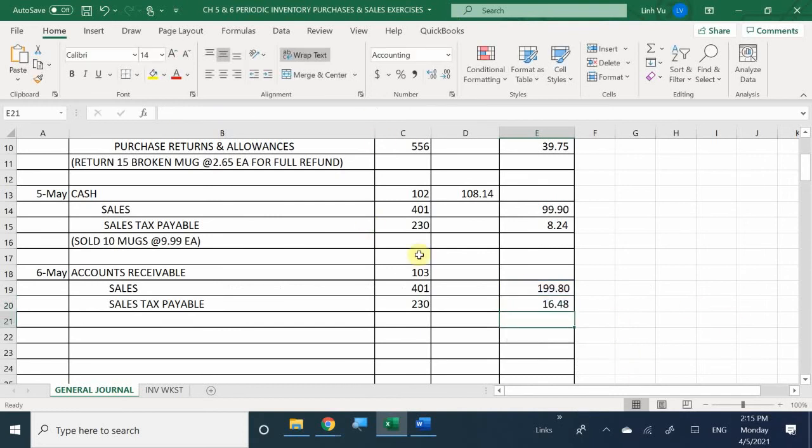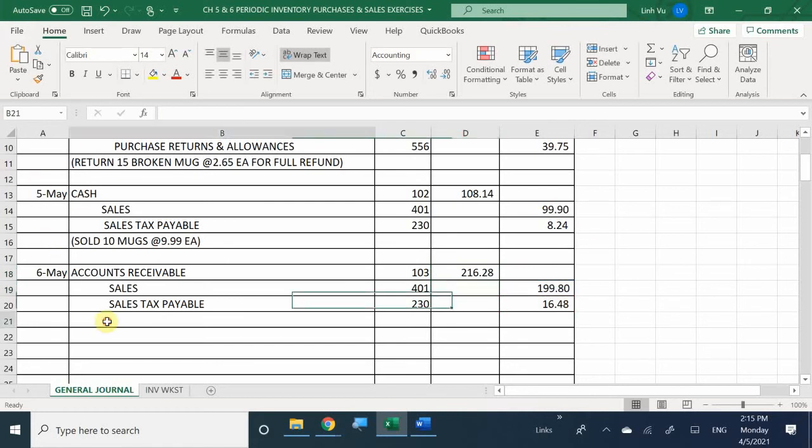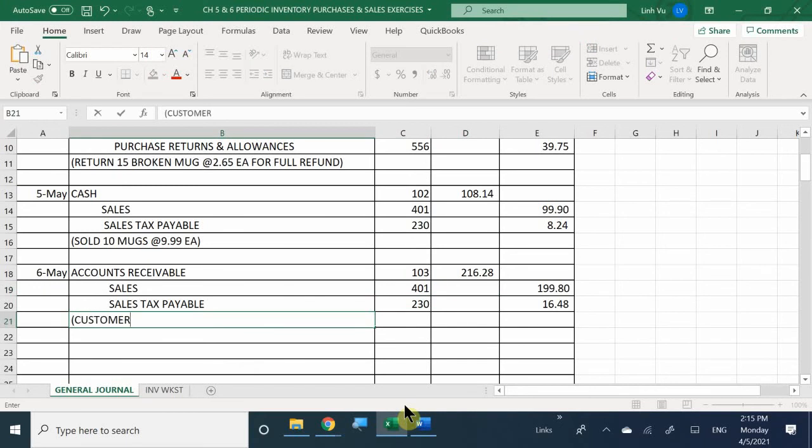$16.48. So in grand total, how much does customer A owe me? $216.28. Good. So one thing I'm going to write here is customer A. This is customer A's account. All right. We gave them terms, right? I could write sold 20 mugs at $9.99 each.